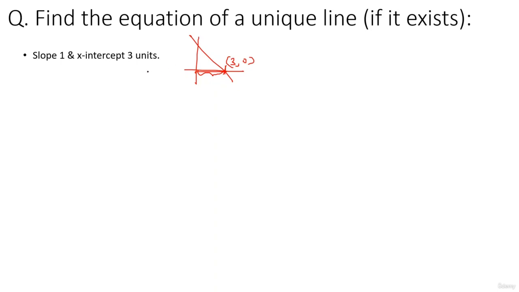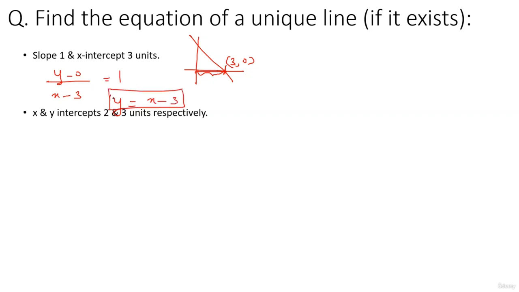Okay, so now you can apply the slope point form. Y minus 0 upon x minus 3 will be equal to 1. So now you have y is equal to x minus 3 as the equation of the line, or you can keep it as such, totally your choice. Okay, let's go on to the next question, guys.